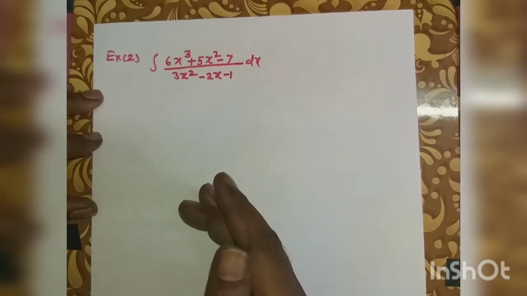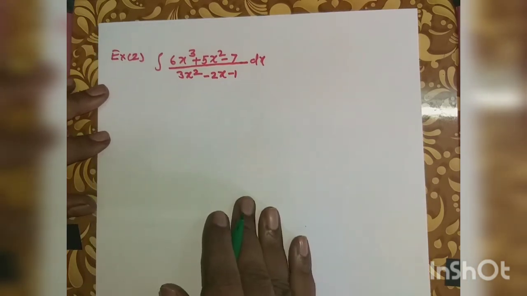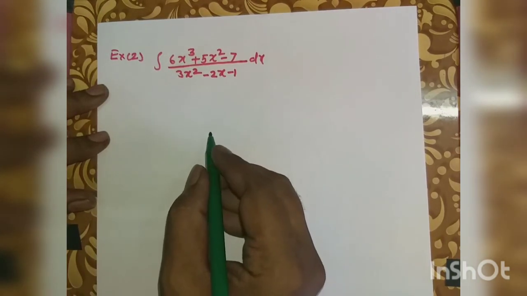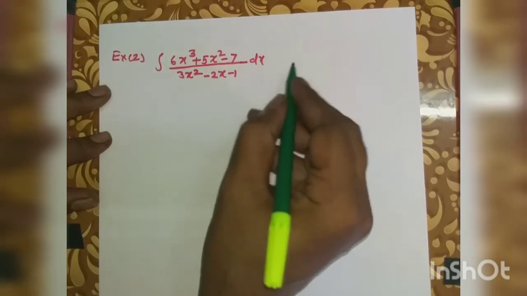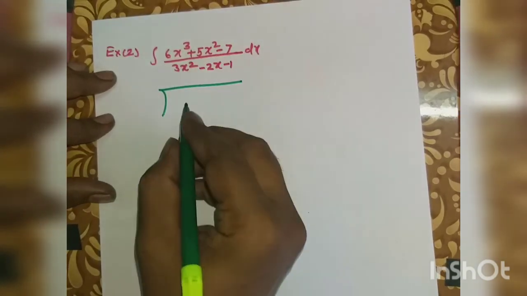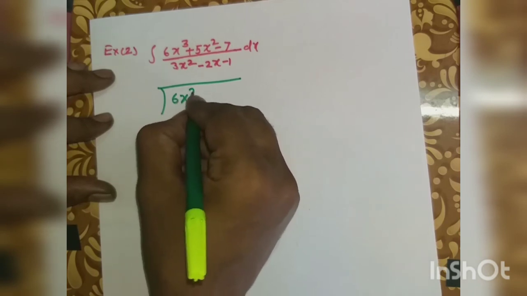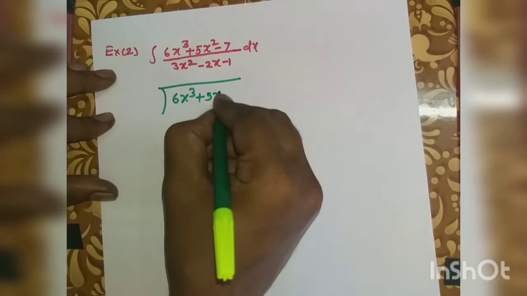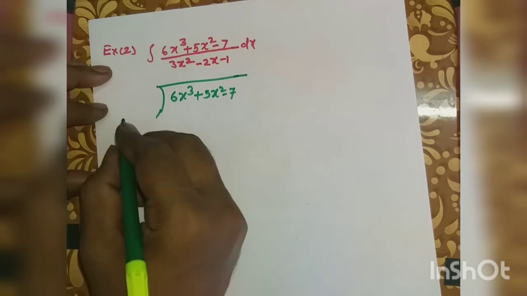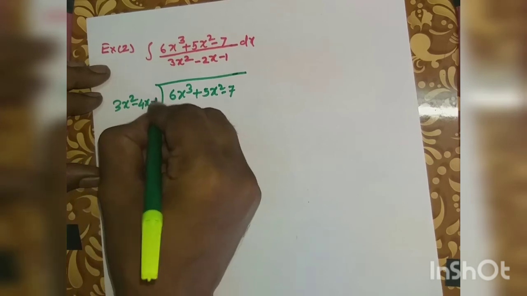Today we will discuss the second type of example. It is a very lengthy or complicated example because this function is not a proper rational algebraic function. First we convert this function into a proper rational function: 6x cube plus 5x square minus 7, and the denominator is 3x square minus 4x minus 1.